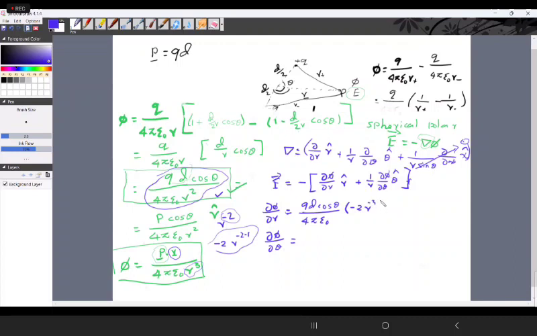So the answer will be equal to q d cos theta, also we have this 2 here, minus 2 q d cos theta over 4 pi epsilon naught and r cube. r to the power minus 3 can be written as 1 over r cube. Okay, so the partial of phi over partial of r will be equal to this one. And how about the partial of phi over partial of theta? Anyone?